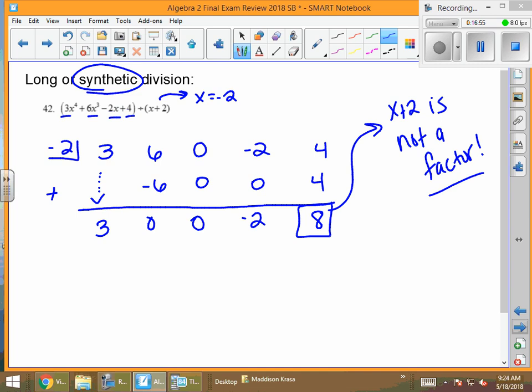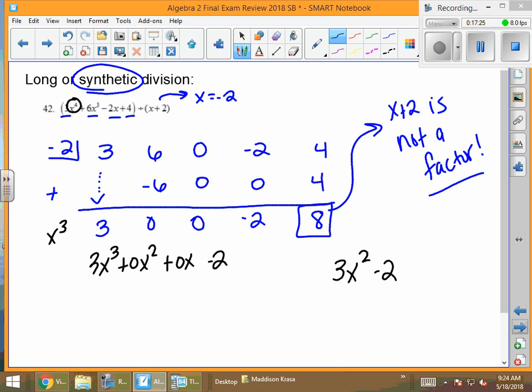So we're going to go ahead and write our solution the same exact way that we wrote the other solution. It's a little different in finding it this time. So we started with an x to the fourth function. That means we are now down to an x cubed function. So when we write this, it'll be 3x cubed plus 0x squared plus 0x minus 2. Now, we don't need all of those zeros in there. So we can simplify that to be 3x squared minus 2. And then we have to add our remainder at the very end over the divisor. And that's your final solution.